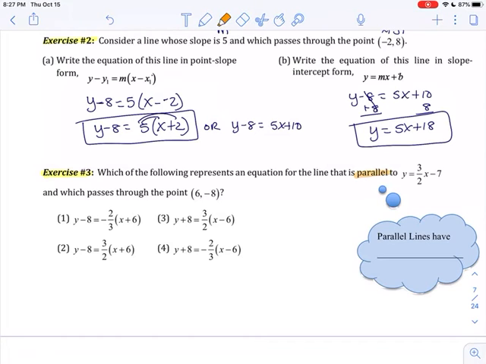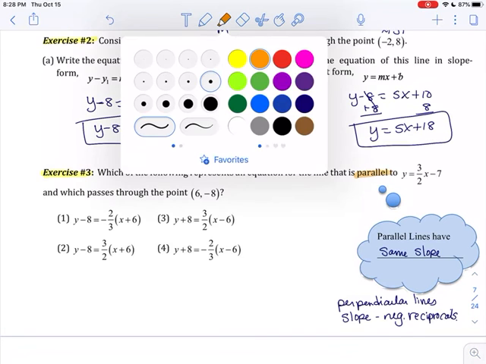Number 3 right here, which of the following represents an equation for a line that is parallel? Please remember that parallel lines have the same slope, and perpendicular lines, I have this on the next page, but we're actually not going to do that question. Perpendicular lines have slopes that are negative reciprocals. We'll probably try some in class that are perpendicular. You should remember this was fairly easy from last year, so hopefully you remember all this.